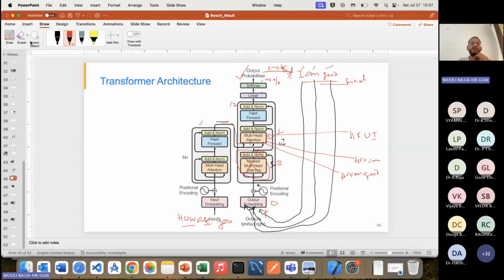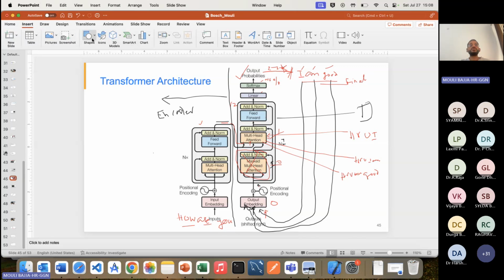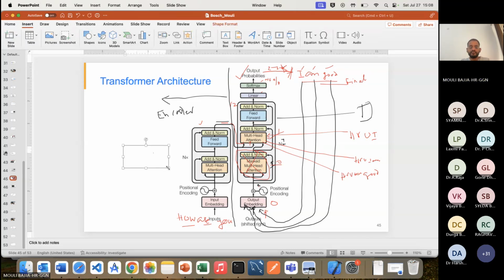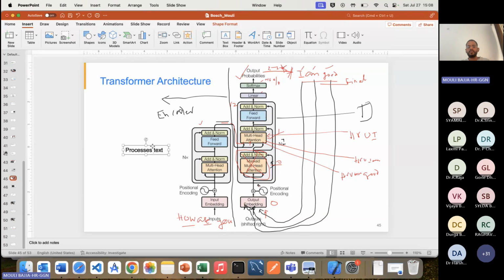Okay. One second aspect I want to share. This side of the block is called the encoder block, and this is called the decoder block. Now, it is intuitive for us to see that the encoder block is very, very good at processing text. So it processes text very well. Now, tell me, what is the primary purpose of a decoder block?